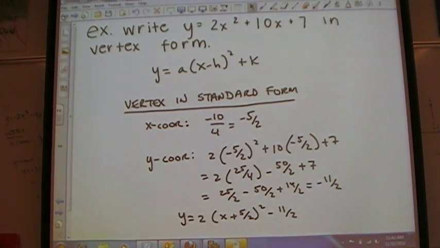Question. So that's all you have to do to go from standard to vertex form. The a is given to you. Find h and k just like you did last night.